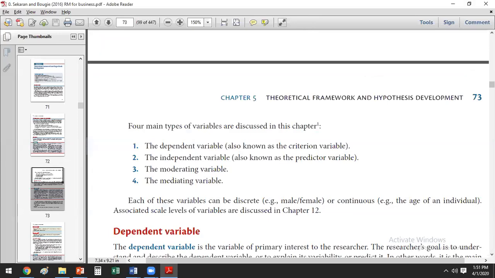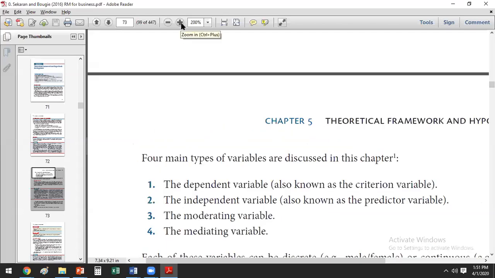So there are four main types of variables. There can be more than four, but over here Sekaran and Bougie have mentioned four main types of variables. First is dependent, second is independent, third is moderating, and the fourth is mediating. So these are the four types of variables.